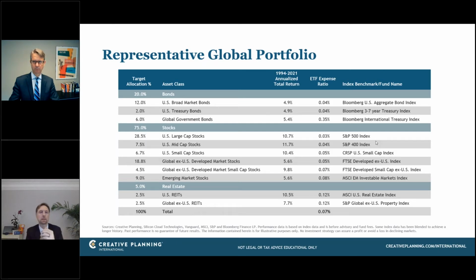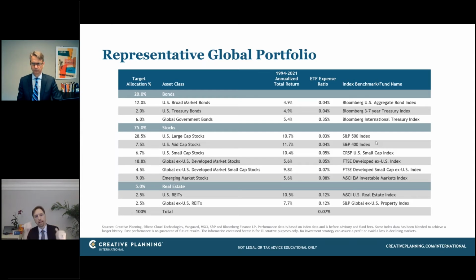All right, so here's an example of a portfolio, a representative global portfolio. This may or may not be a portfolio that a client owns. All of our clients have customized portfolios, if you can believe it, because we always customize client portfolios based on their own personal preferences, as well as what's appropriate for them. And Dave will go into more details on financial planning that really plays a big factor in how we design portfolios for each client individually. Nonetheless, here's a sample with a 20% bond allocation, 75% stock allocation, and a 5% real estate allocation.